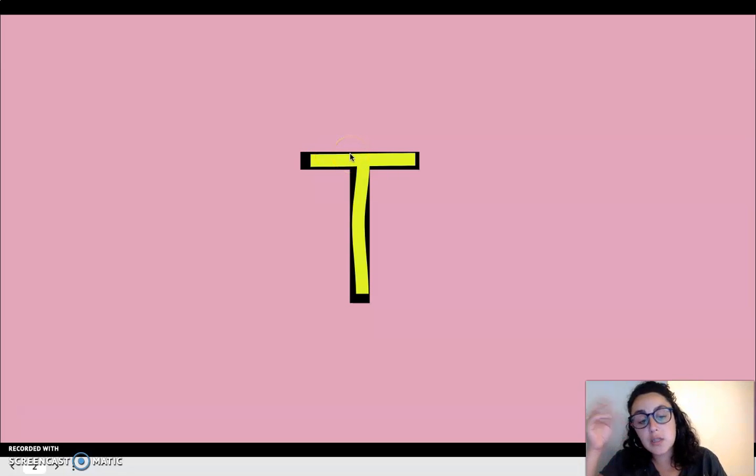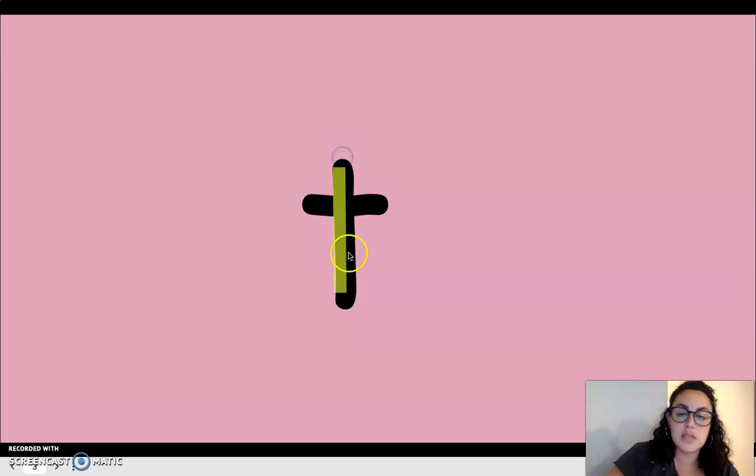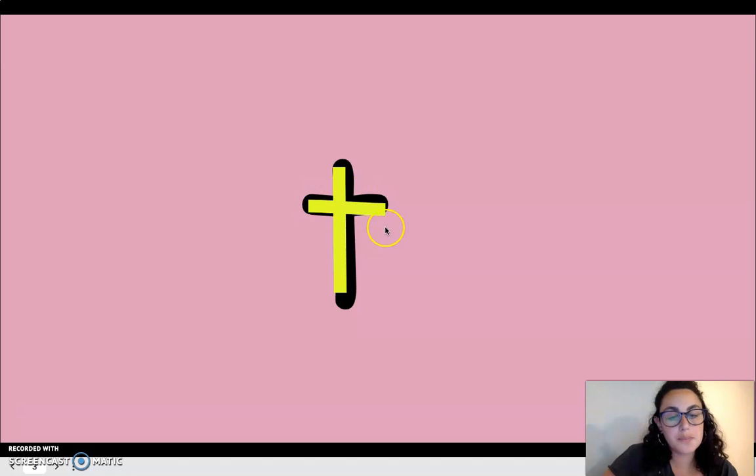A lowercase t looks quite similar, but the line that goes across, it's not here at the top anymore. It's a little bit lower down. This is a lowercase t, so we write it very similarly. We go down and across, down and across. The only difference is with an uppercase T, remember the line is all the way at the top. A lowercase t, the line goes a little bit lower.